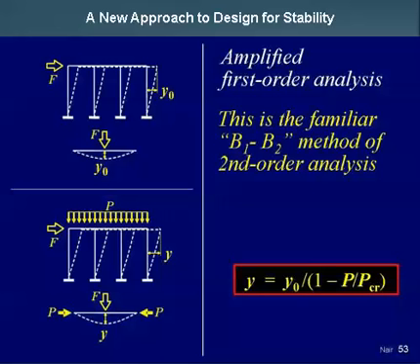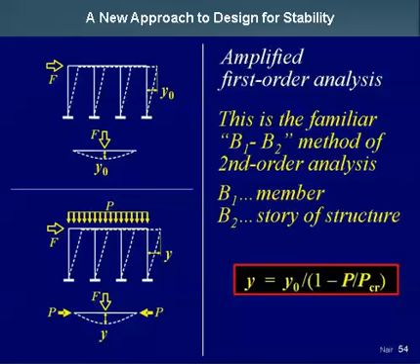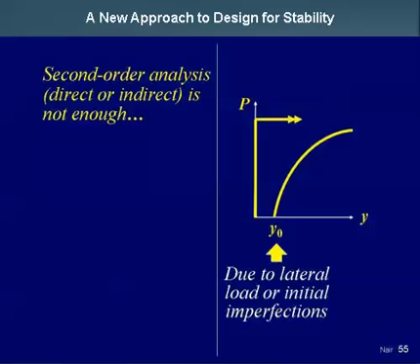This is the familiar B1, B2 method of second order analysis that we're all familiar with from, I think, at least the last 2 cycles of specification in AISC. In this, B1 gives you the amplifier for the member and B2 for the story of a structure. Of course, second order analysis, direct or indirect, is not enough. You must emphasize that. To get the correct response, you must also have the correct y sub 0, whether it is due to lateral load or an initial imperfection. You must model the y sub 0 or you are not going to pick up your correct response.